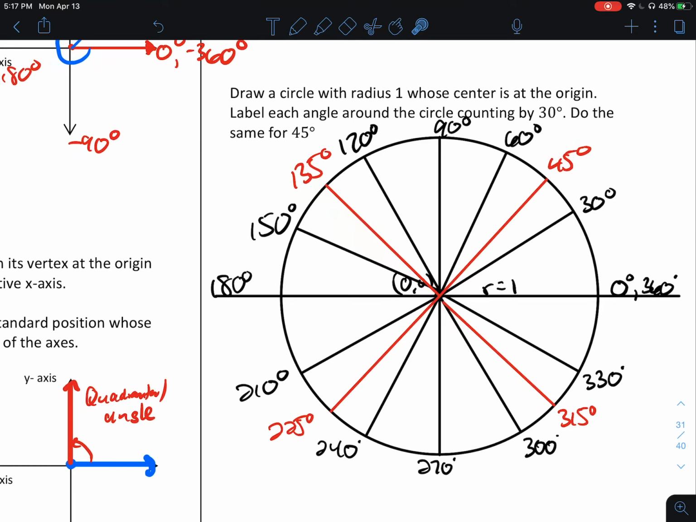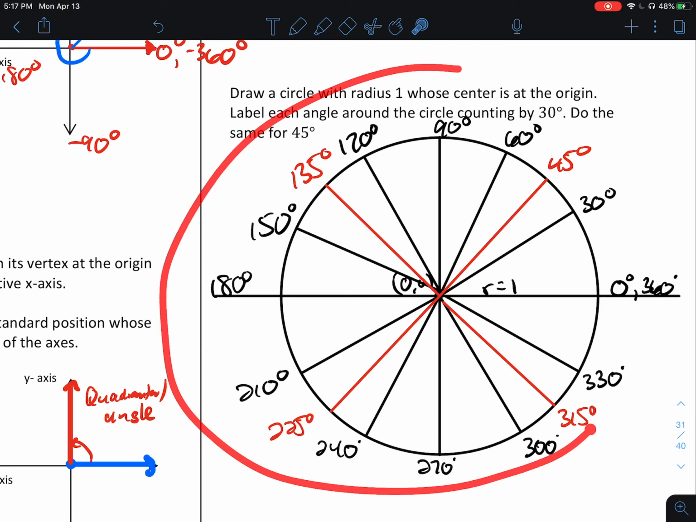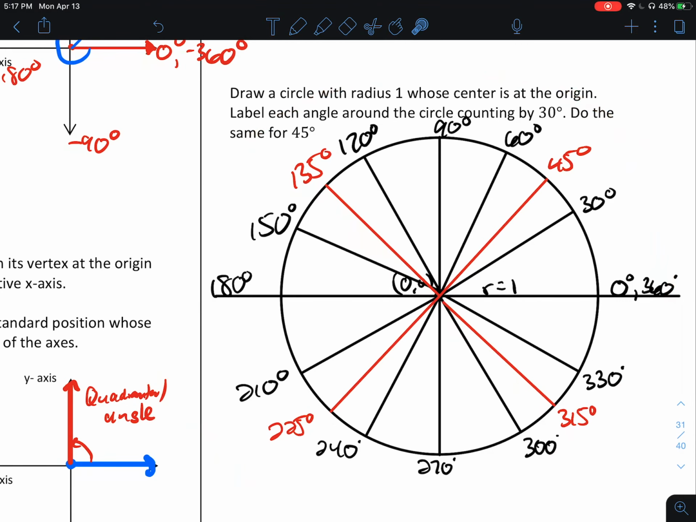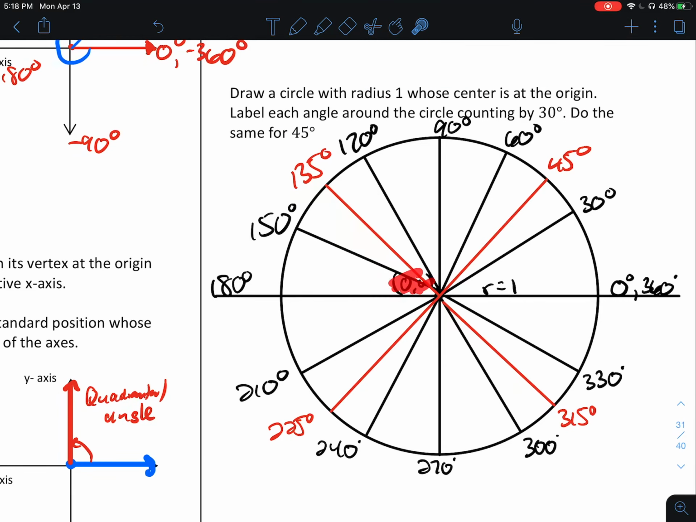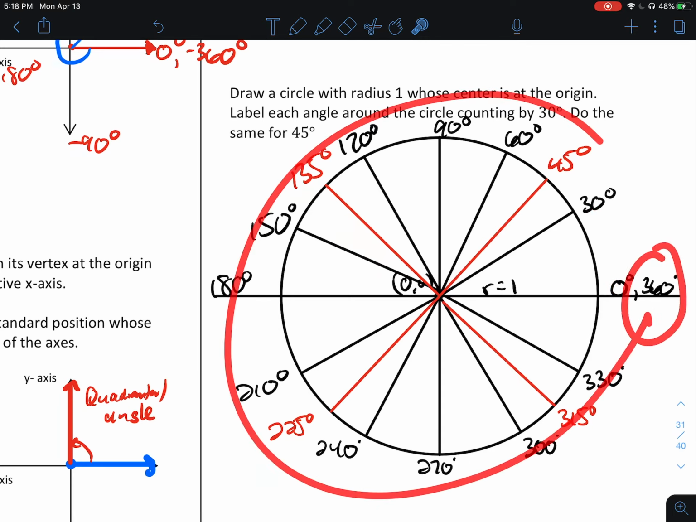I would expect a quiz over this tomorrow, where I ask you on your own paper, draw a circle with radius 1, whose center is at the origin, label each angle around the circle counting by 30 degrees, do the same for 45. And you would draw this picture. You would not have to label 0, 0 as the origin. You should label the radius as 1, and then you should count by 30 degrees from 0 and by 45 degrees from 0, all the way around until you get back to 360.